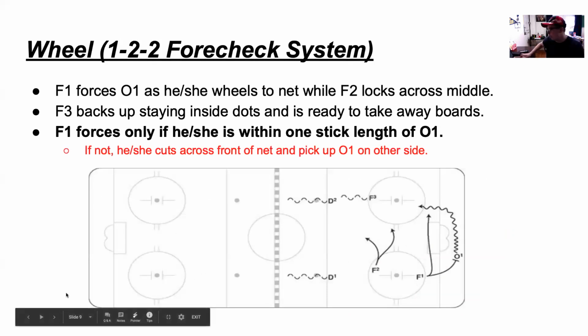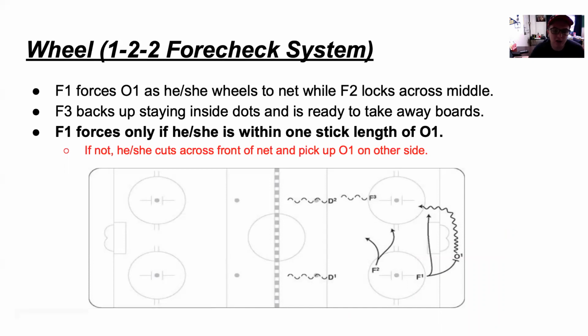And then we have the wheel. So F1 forces O1 as he or she wheels to the net, while F2 locks across the middle. F3 backs up, staying inside the dots and is ready to take away the boards. F1 forces only if he or she is within one stick length of O1, and if not, he or she cuts across in front of the net and picks up O1 on the other side.